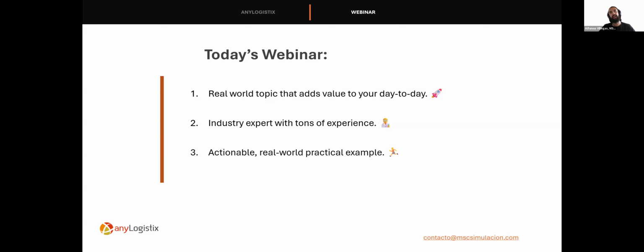And then we wanted to do a more actionable, hands-on webinar because we've been to a lot of webinars for different tools, including anyLogistix, and most of them are very theoretical. They show case studies and examples of how anyLogistix could potentially help you do this and that. But what we wanted to do today is open the tool, show you how to do it, and show you how to analyze results and get more practical, so that you understand how the tool works and keep you more engaged.